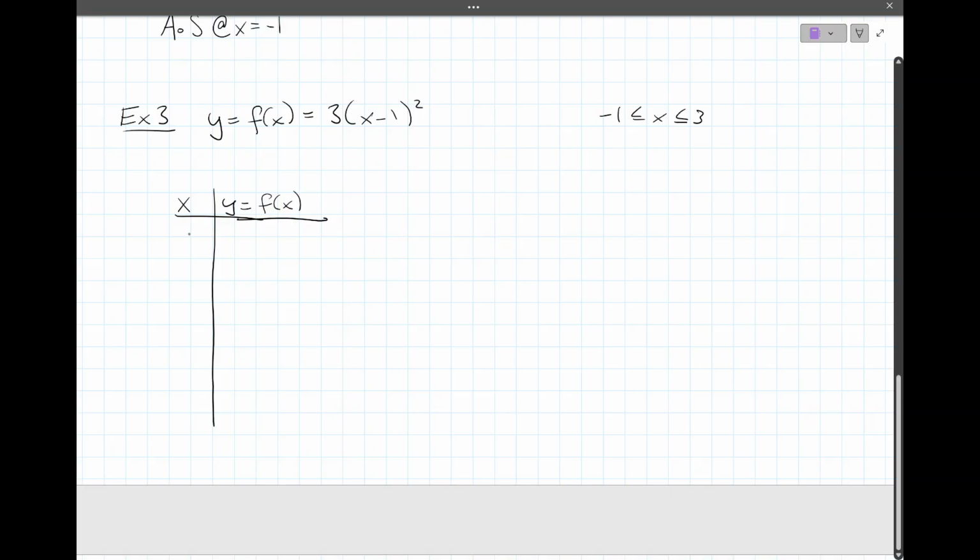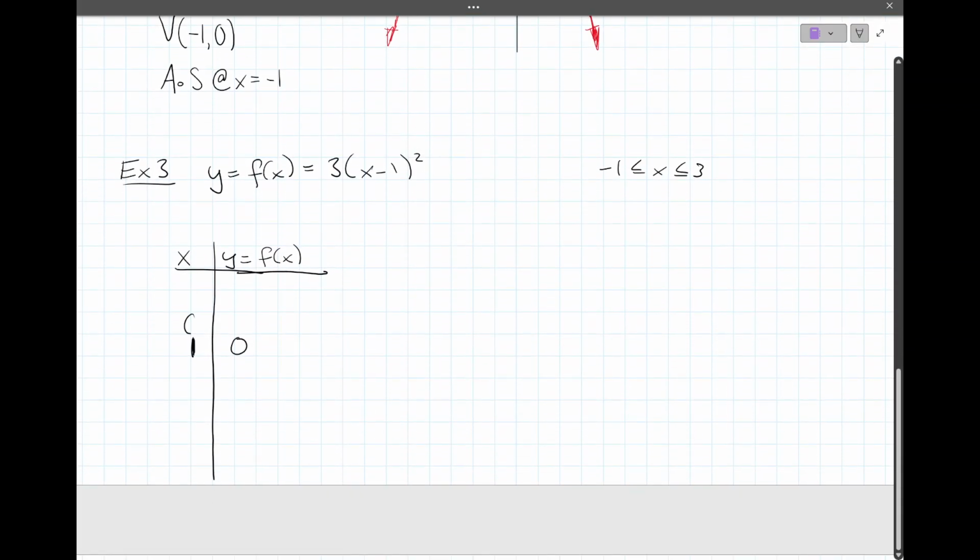And we know that this will start at 1, so we're just going to start at 1 right in the center, and that'll make 0, right? 1 minus 1 is 0, 0 squared is 0, 0 times 3 is 0. Let's put in 0, -1, and 2, and 3. 0 minus 1 is -1, -1 squared is 1, 1 times 3 is 3. So that'll work for 2 as well by symmetry, right? 2 minus 1 is also 1. 1 squared is 1, times 3 is 3.